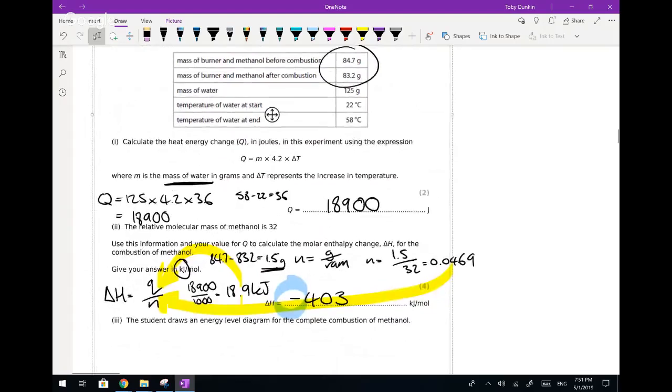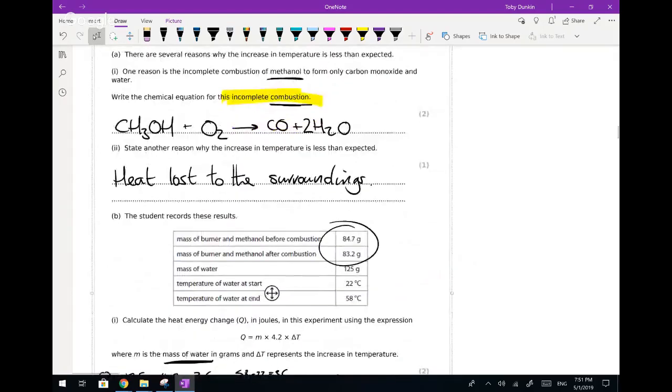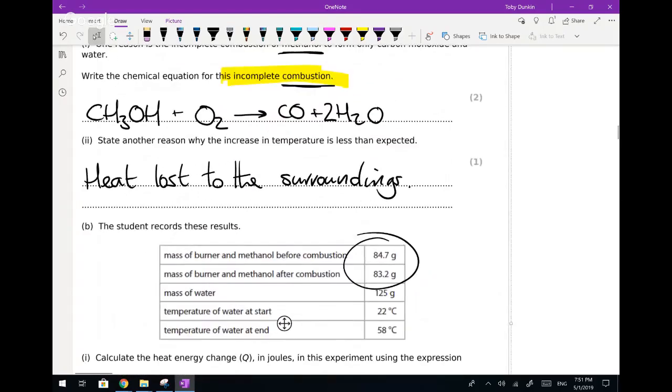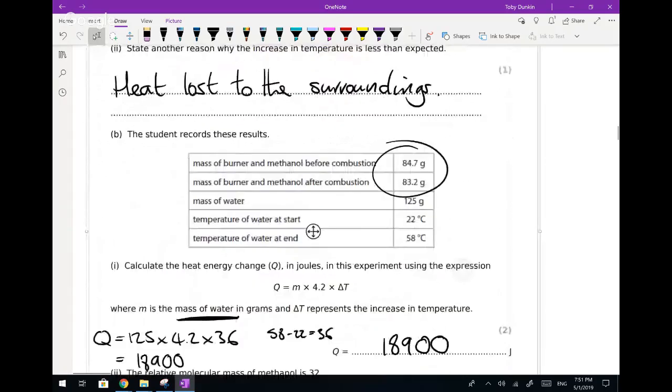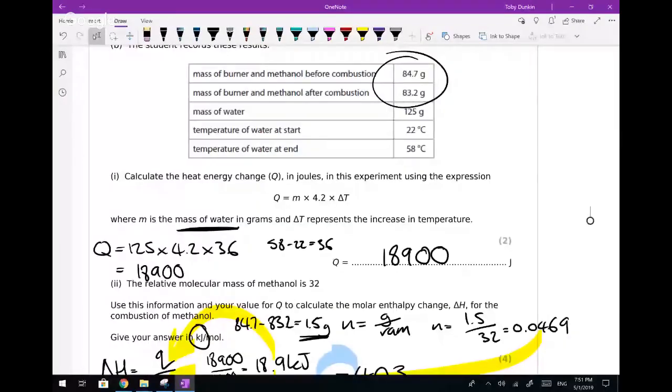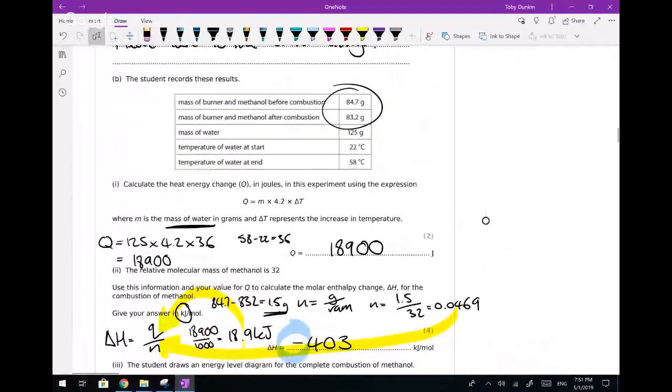Don't worry. So lots of good answers there, folks, but heat loss always the top answer for me, unless I'm pushed outside it. Right, and at this point, we come into calorimetry. And notice, we've got mass of burner before and after. Right, guys, I'm going to walk you through this here. So we have got Q equals mc delta T. And that is about water.